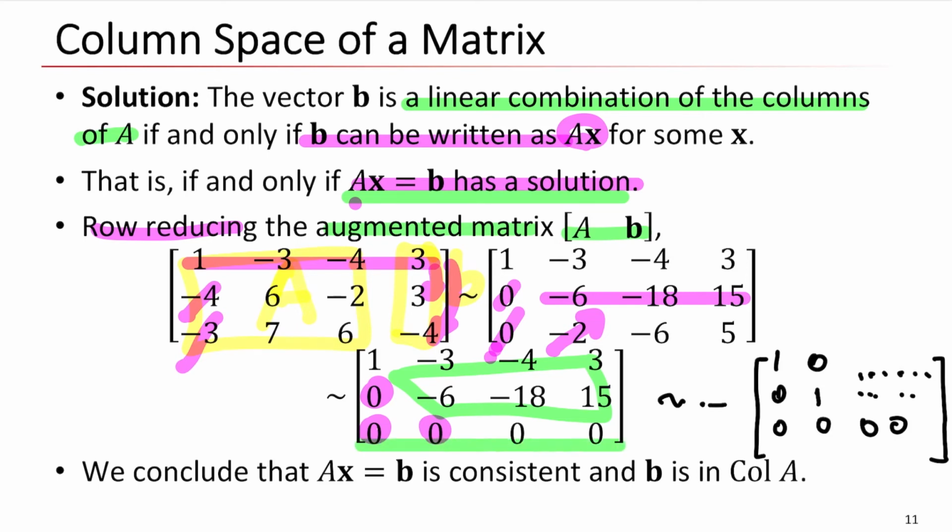So from here, if there were a row like 0, 0, 0, b where b is not equal to 0, then there would be no solution. But in this case, there's no such row. So it means that Ax equals b has a solution, that is, Ax equals b is consistent. Because there is a solution, the vector b is in the column space of the matrix A.